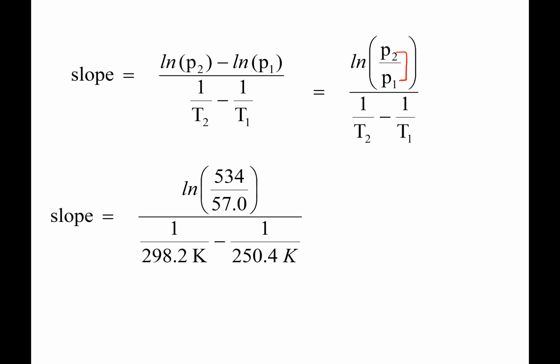So plugging in numbers from the previous slide, we have the natural log of the ratio of 534 divided by 57.0. Notice I didn't bring along the millimeters of mercury, but I could have, but they're going to cancel out anyway, so I just didn't. So that's the ratio of P2 to P1. In the denominator, we have 1 over T2, which is 298.2 Kelvin, minus 1 over T1, which is 250.4 Kelvin.